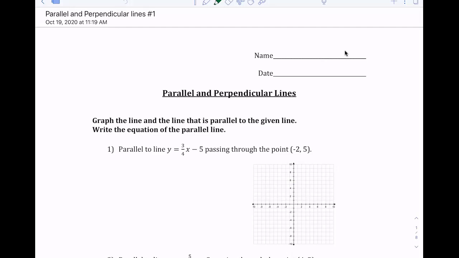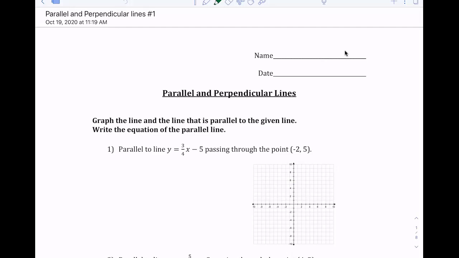If lines are parallel, they have the same slope. If they are perpendicular, they have negative reciprocals. We'll demonstrate that maybe tomorrow, and I'll show you why they are. But we're going to graph them, so it should be simple for you to understand.